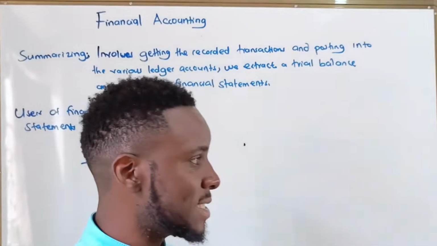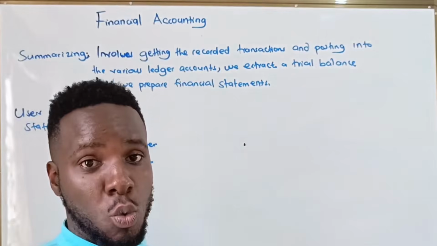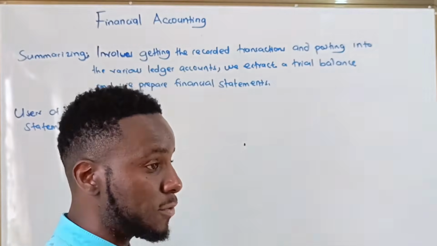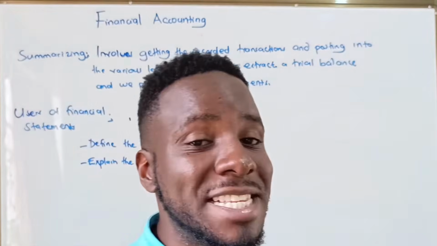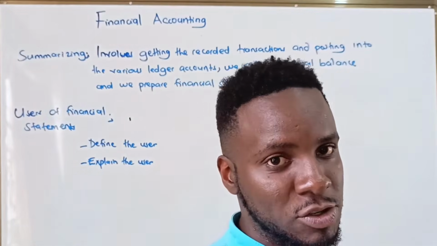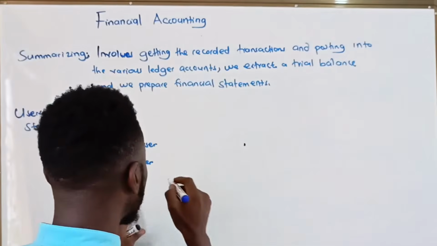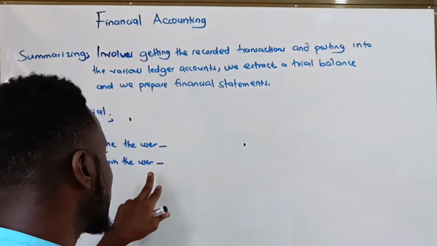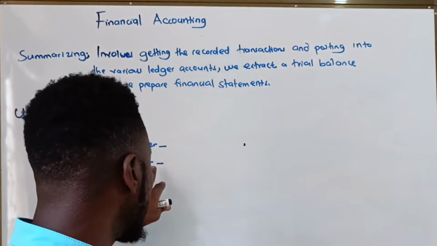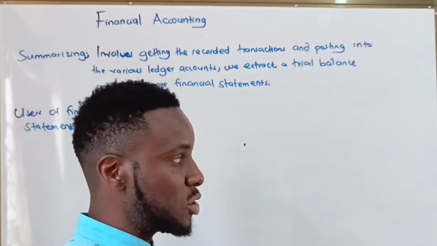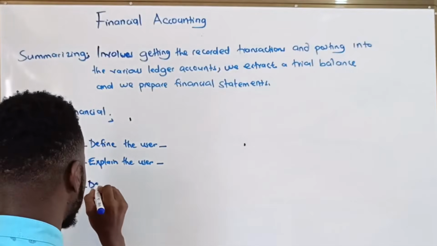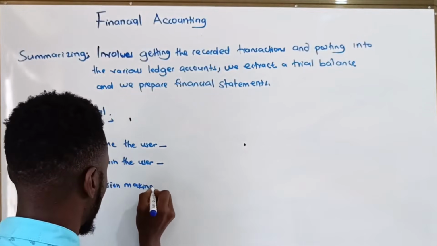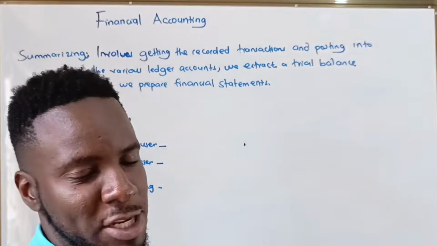Explaining the user means explaining what the user is going to use the financial statements for, or what the responsibility of the user in the organization is. So explain the user. What's the responsibility of the user in the organization? Define the user. Explain the user. What is the responsibility of this user? Then later on, decision making. What decision is the user going to take from the use of financial statements?